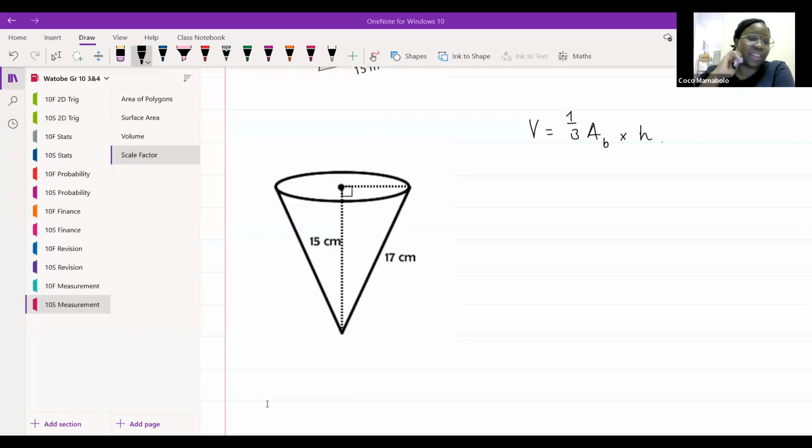Oh, Jenna, I didn't even finish my sentence. You must wait for me to finish my sentence. Yes, well done. Well done, Jenna. Yes, we're going to use Pythagoras. Okay, we're not going to divide, we're going to look for the short side using Pythagoras.